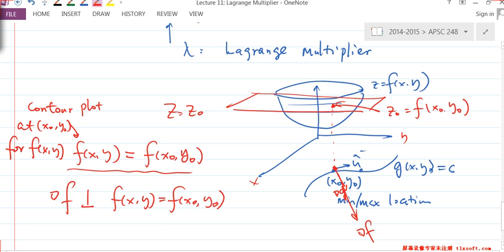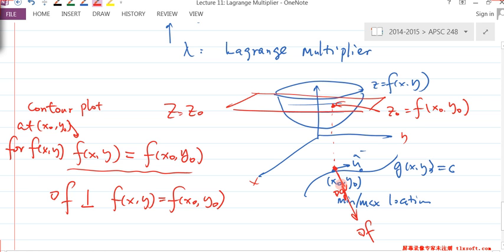Okay? It's perpendicular to this contour plot. And what point does this contour plot go through in the xy plane? Which point does it go through? This contour plot goes through which point? The same point, x naught, y naught, right? Go through the same point here.